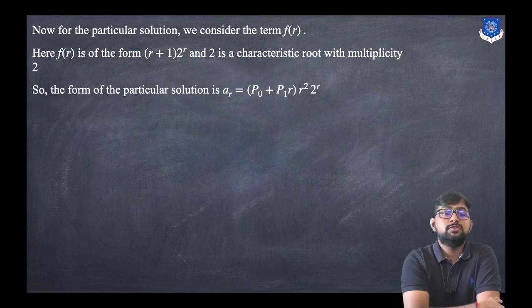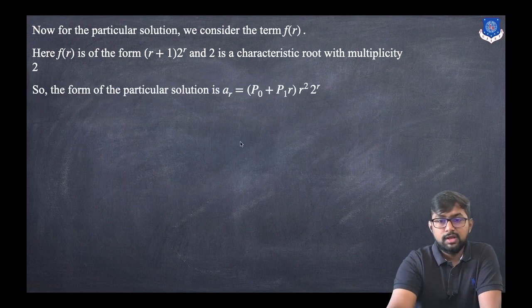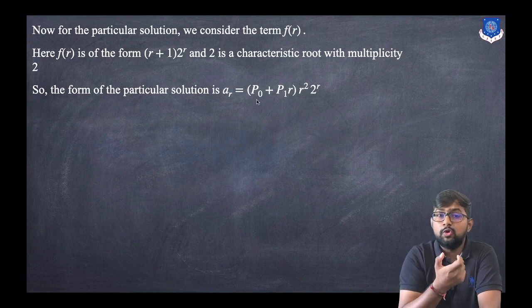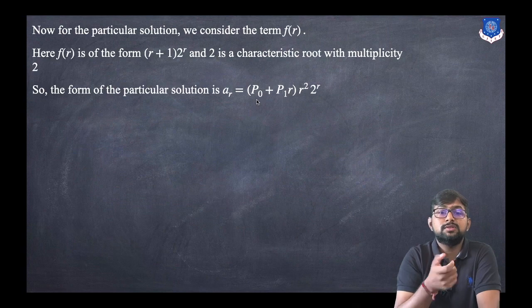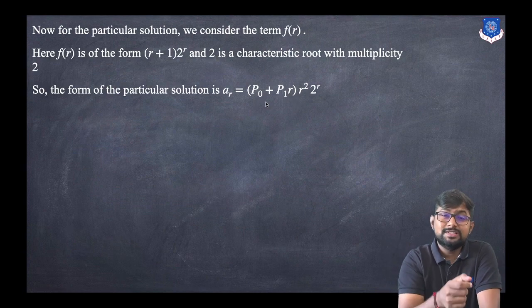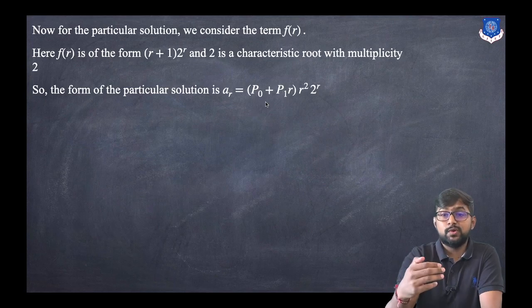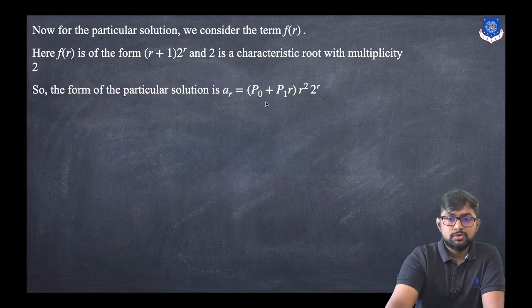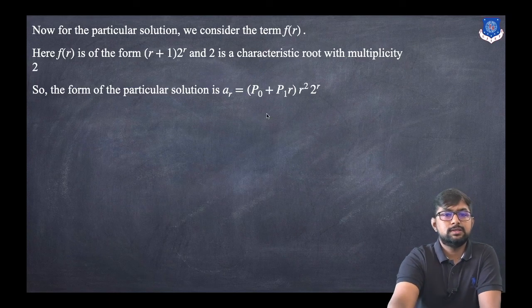So the form of the particular solution will be what? It will be like this: (p0 plus p1 r) times r squared times 2 raised to r. Why p0 plus p1 r? Because this r plus 1 is of the linear form. And r squared, because 2 is a root of multiplicity 2, and 2 raised to r because 2 is the root. So the choice of a_r will be like this.